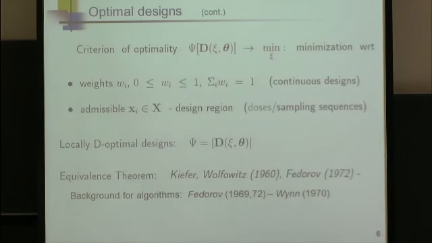And the criterion of optimality is some scalar criterion which depends on the variance covariance matrix. We try to minimize it with respect to weights, which have to be non-negative, and with respect to admissible x. So we have to properly define the design region. And the design region is either the admissible doses for the first group of problems or sampling sequences for the second group of problems. And one of the most popular criteria is D-optimality, the determinant of the variance covariance matrix.